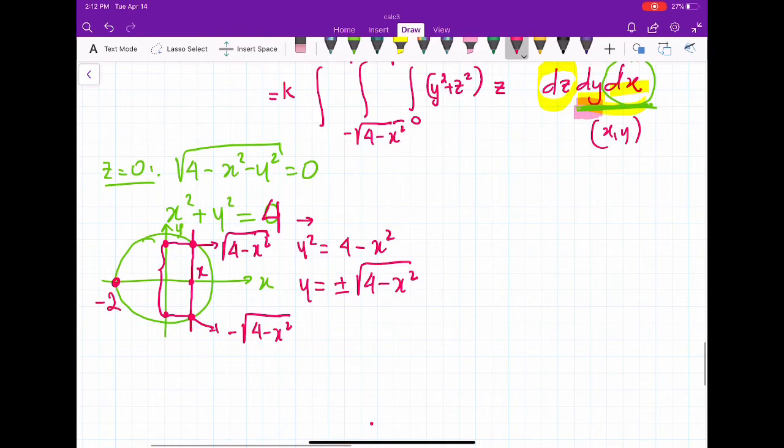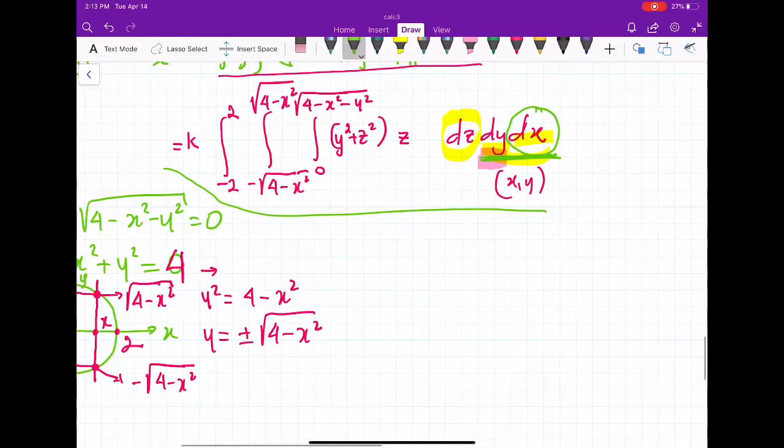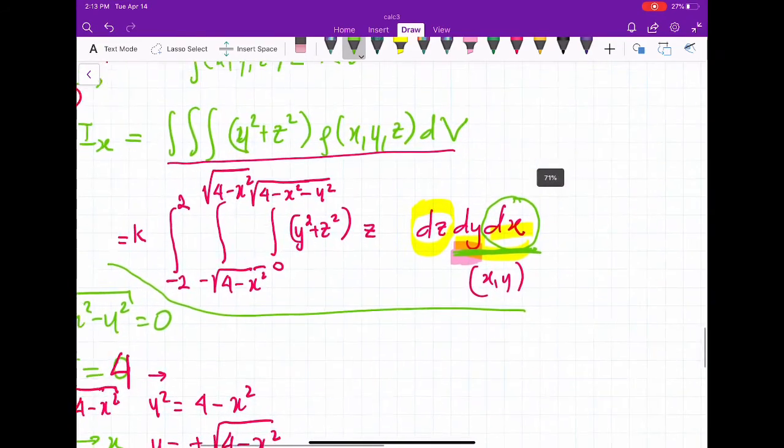goes from negative 2 to 2. Make sense? So I write negative 2 and 2 in here. And now we need to integrate those functions. Okay, so let's do that step by step. We have to integrate the inside function first, right?